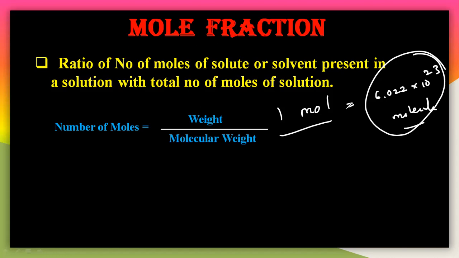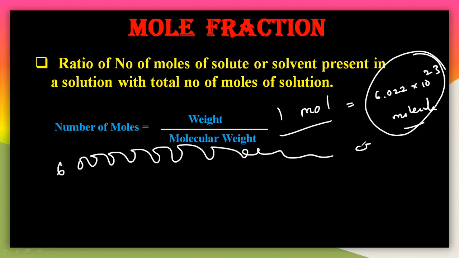So I can say that 1 mole is equal to 6 into 10 to the power of 23. That means 6 followed by 23 zeros, and I am combining all those as 1 mole. That was given by Avogadro. So this is also called the Avogadro number, Na. This much large number of molecules is equal to one mole.